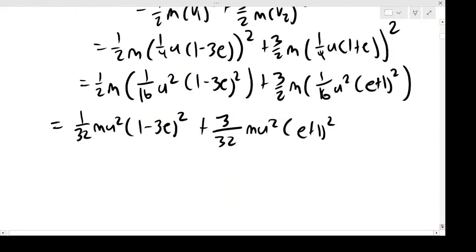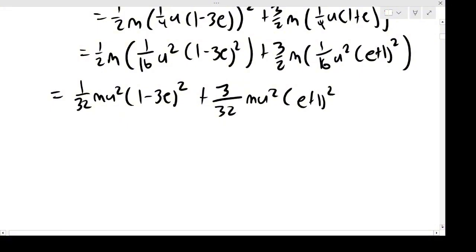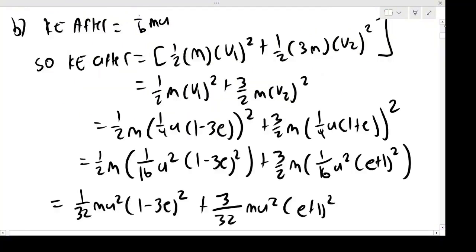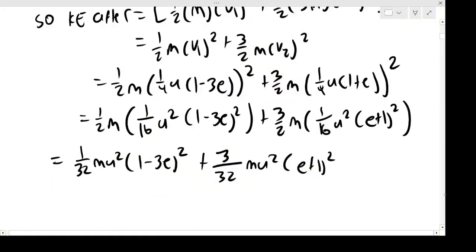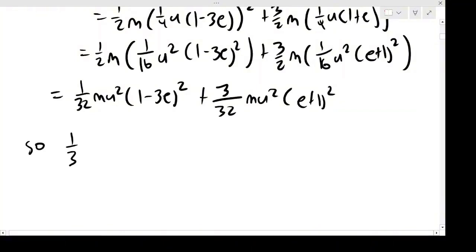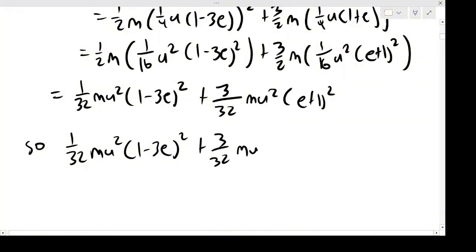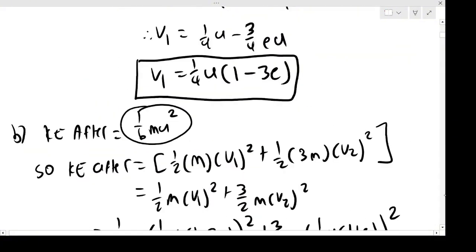Okay, hopefully happy with me up to here. Again, make sure you're happy with the bracket expansions. Before we multiply these, let's have a look. This all has to equal 6mu squared, so now I'm going to equate all of this to 6mu squared, because these expressions are the same thing. They both are the kinetic energy afterwards.